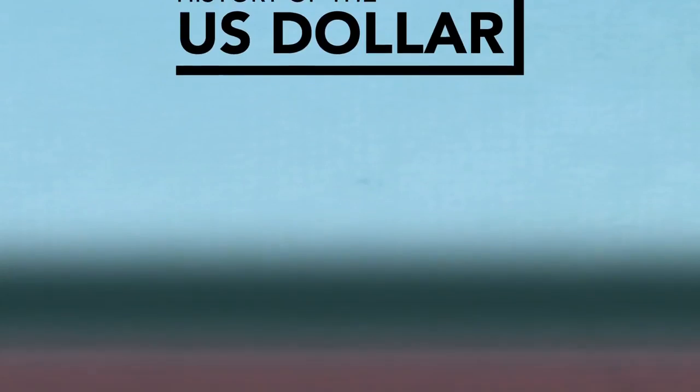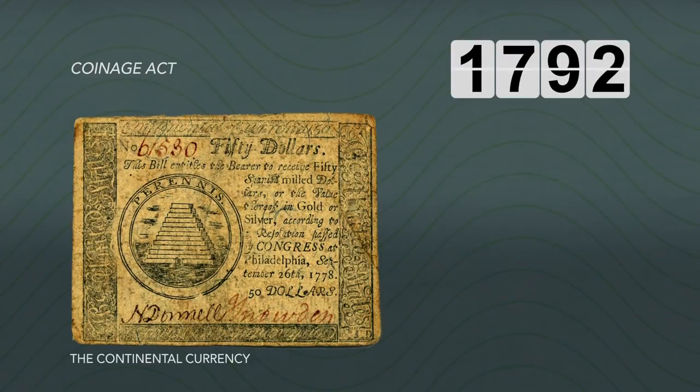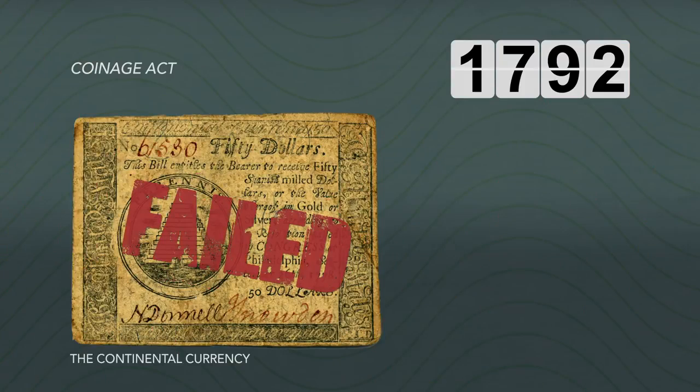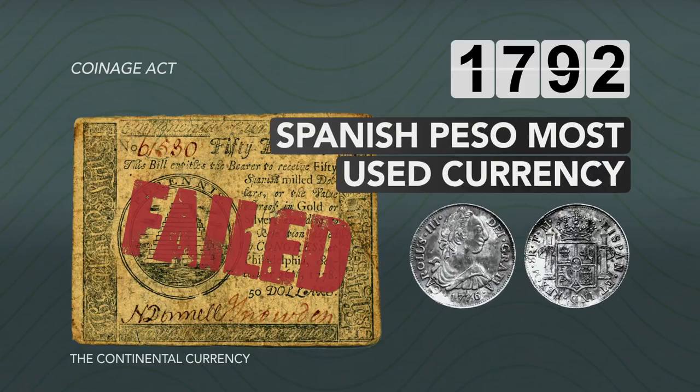The history of the US dollar began with the Coinage Act of 1792, following the failure of the transitional currency, the Continental, that took the nation along from independence. Up until then, the silver-based Spanish peso had been the most widely used currency across the Americas, following the Spanish invasion some 200 years earlier.